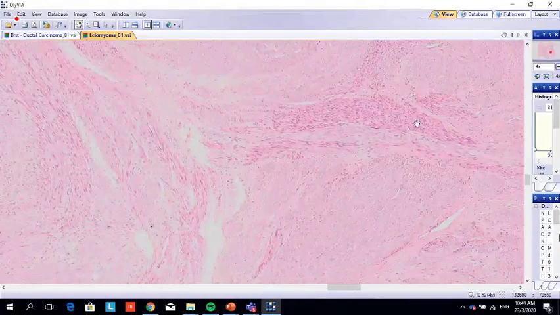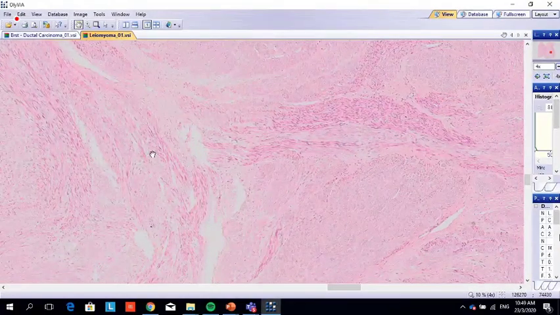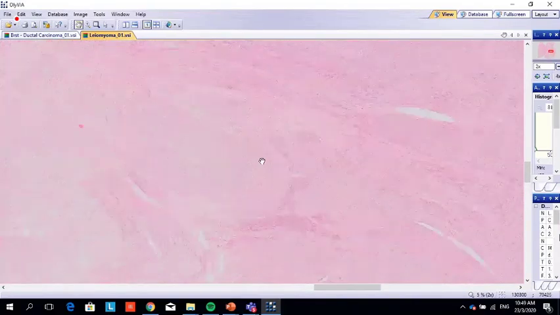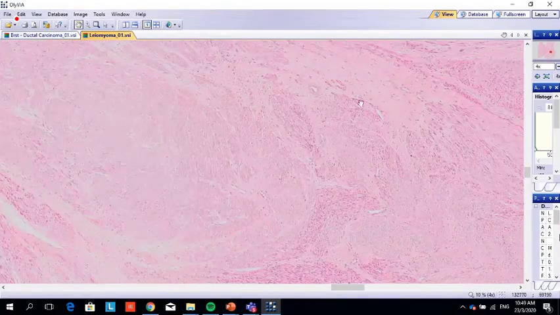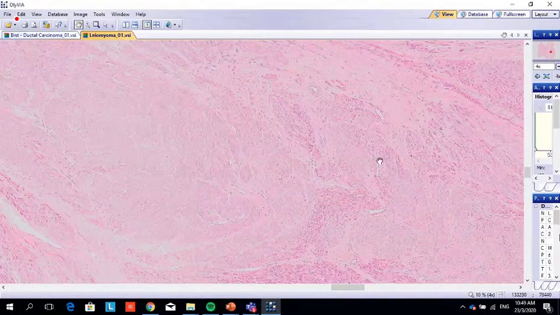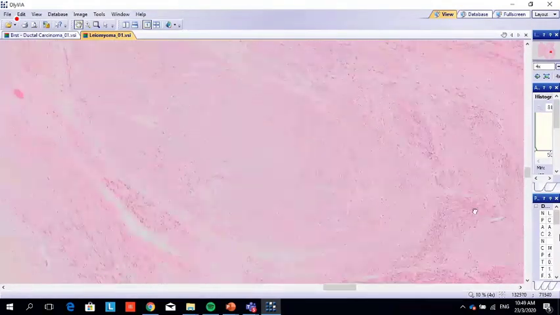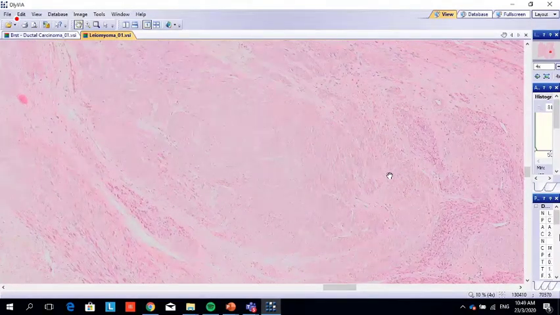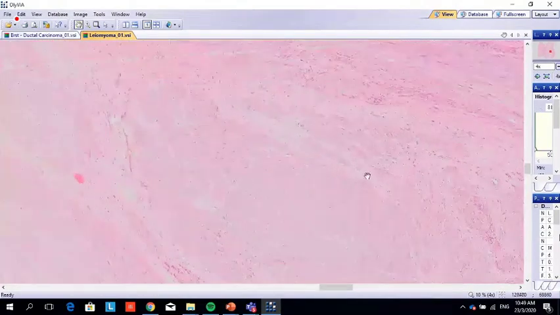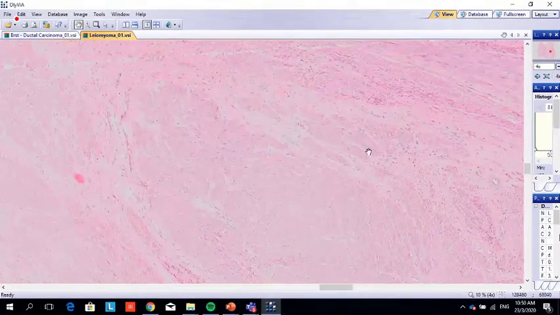Can you see this is the interlacing bundle of smooth muscle fibers? Some areas show fascicles, which is the type according to the cutting of the tumor. Can you see this is fascicles?